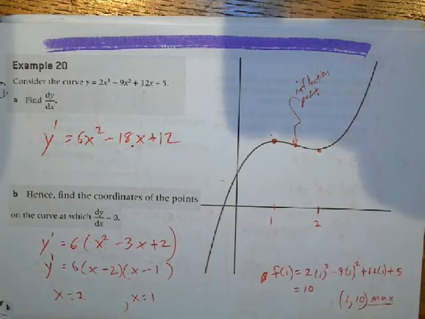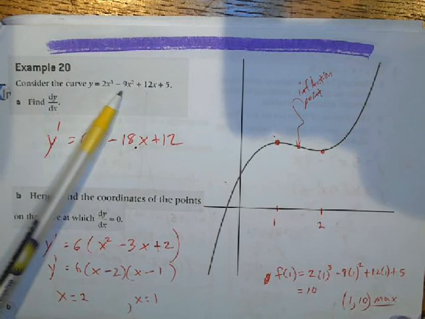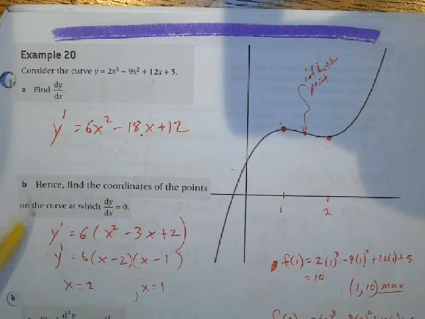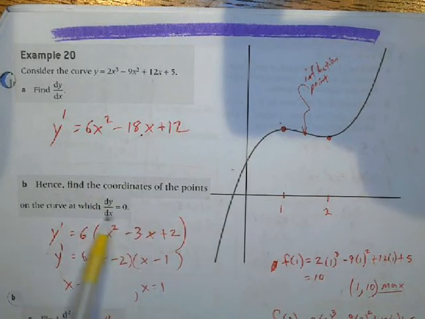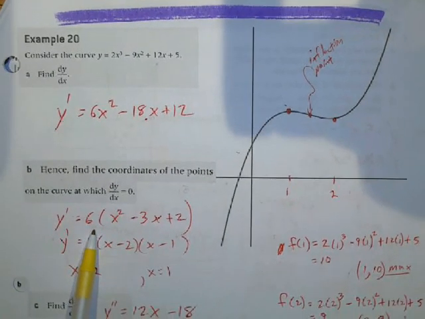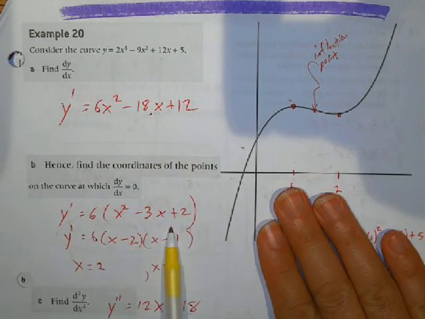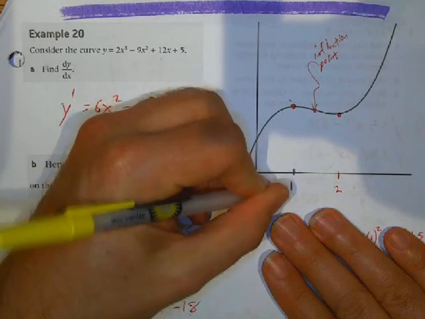So let's talk this through. Find the first derivative. Okay, that should be a piece of cake. Hence find the coordinates of the point on the curve when the first derivative is 0. So if I want to find when the first derivative is 0, I can factor out 6 here first, right? And then I can see, oh, this is factorable. This is x minus 2 times x minus 1. So I know when x is 2 and when x is 1, we're going to have something happen on this graph. So 1 and 2.